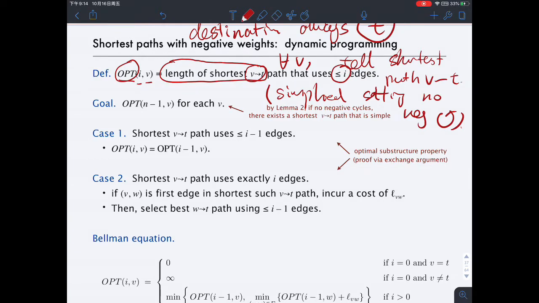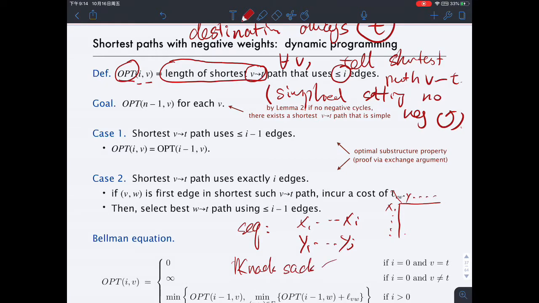This kind of shortest path problem for dynamic programming is a bit different from what we have seen. If you look at the sequencing problem we just saw, we have x1 up to xi, y1 up to yj. Intuitively, we really just want to line up the two variables in a two-dimensional manner. The knapsack problem is also giving us a strong hint that it's a two-dimensional problem, because there's a capacity variable and a value variable. So it's two-dimensional.